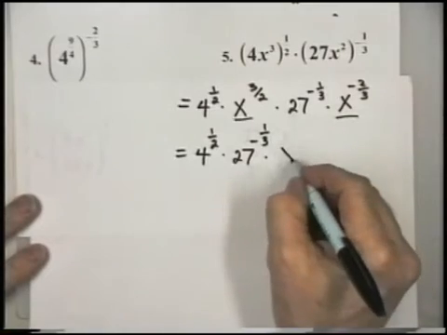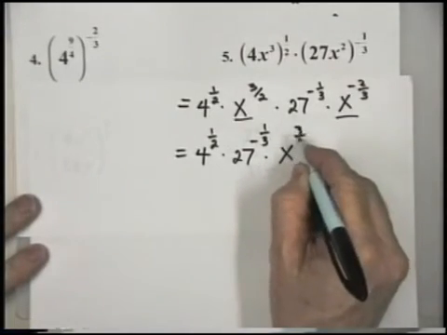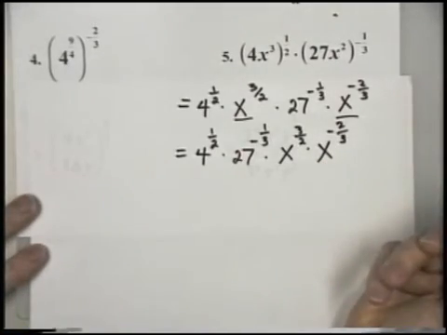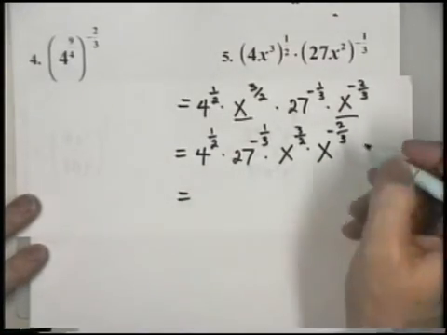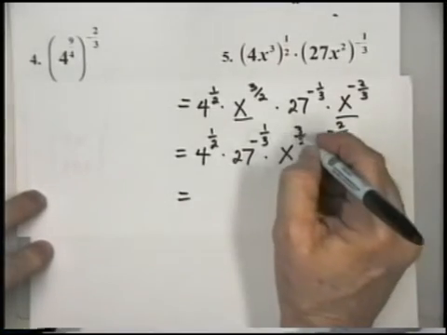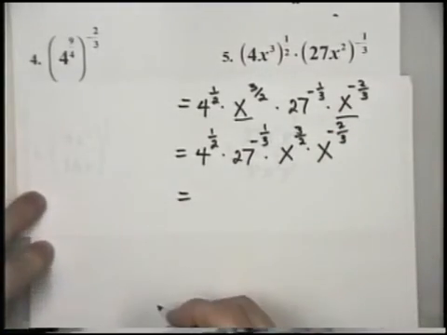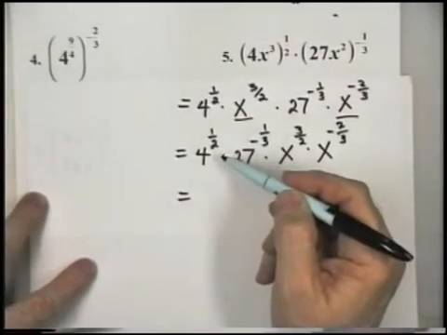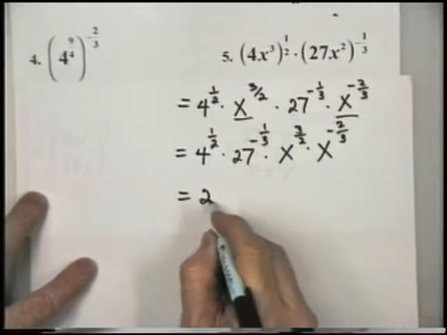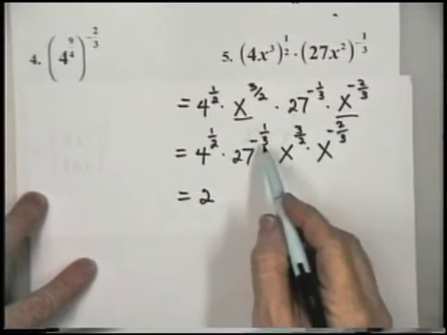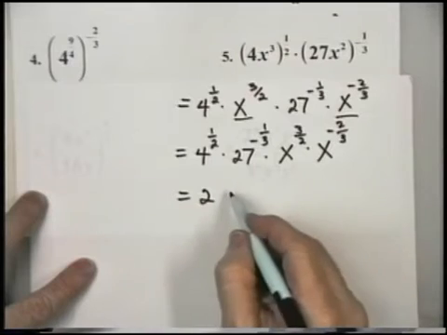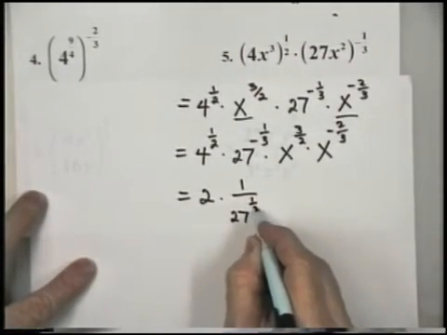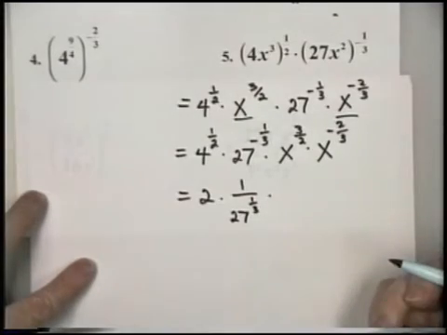4 to the 1/2 times 27 to the negative 1/3 times x to the 3/2 times x to the negative 2/3. I know you might feel like that's an unnecessary step, and it may be, but just to be clear here, I'm going to write it down. And hey, what about this first factor? 4 to the 1/2? Sure, we can evaluate that. That's 2. And the second factor, well, that's a negative exponent, so I think I'll change it to a positive exponent.